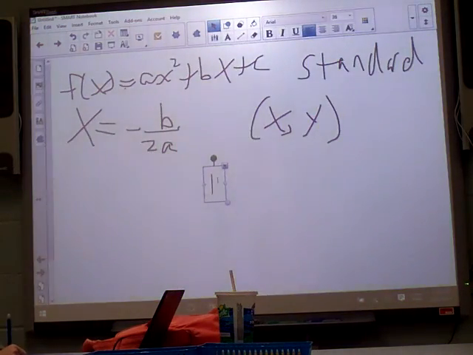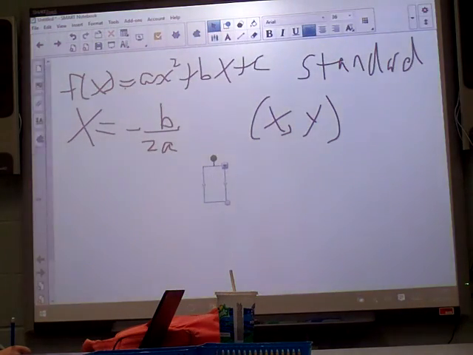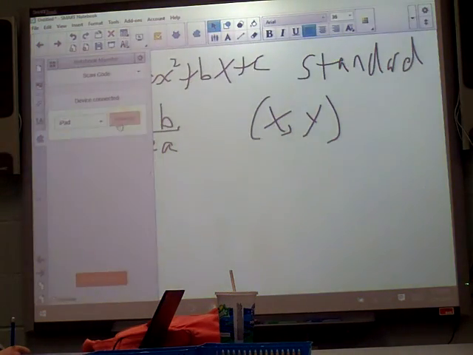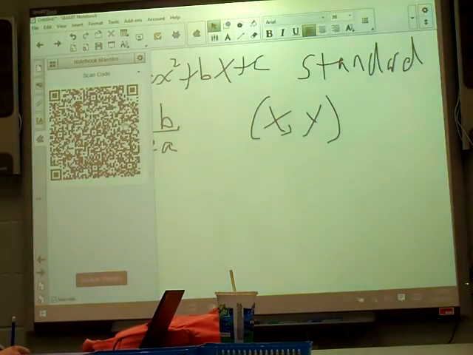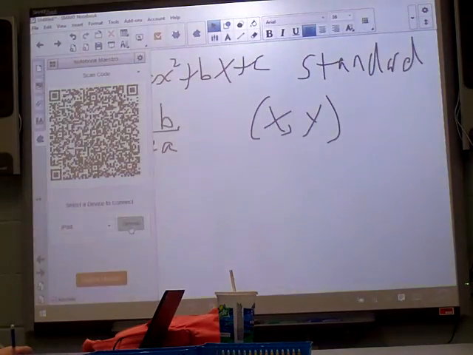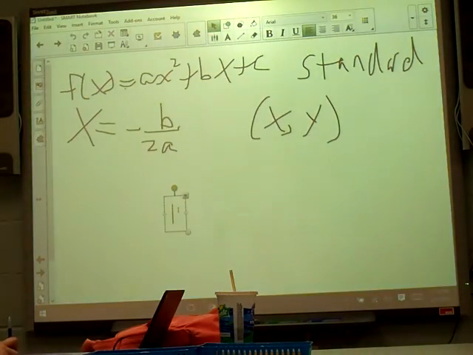The other one that we have is vertex form. Okay, I've already lost connection in 5 minutes. Let me try one time and then I'll just go to the board. So there's vertex form. Let's see if it'll connect up in here.